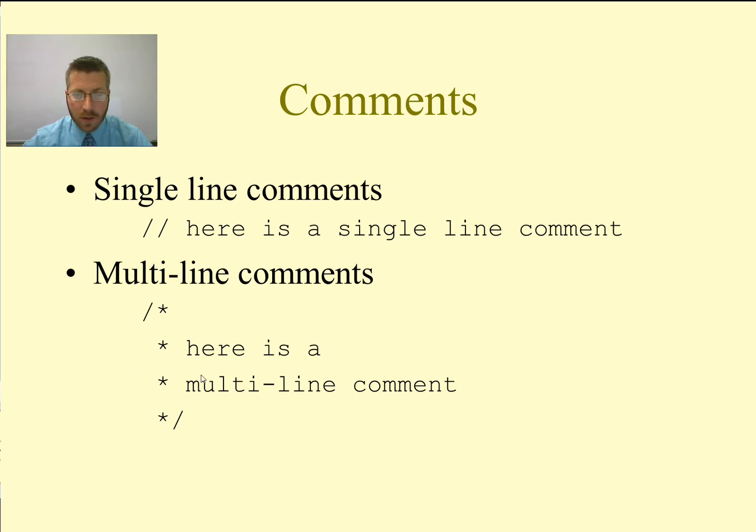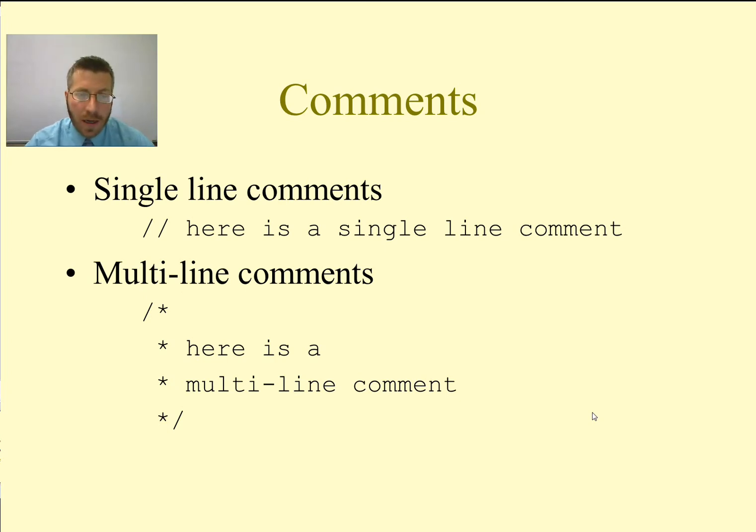Oftentimes, C programmers will line up the stars so that you can see the multi-line comment very, very easily. You don't have to do that. Anything that's inside of this /* and this */ is a comment, and you can put anything that you want inside of that. So it doesn't have to be lined up like this. This is just a convention that C programmers often use because it's very easy to see the comment and where the comment starts and ends without having to look through the entire comment.